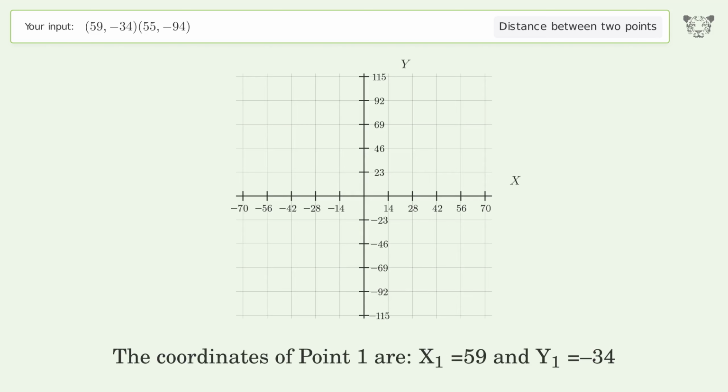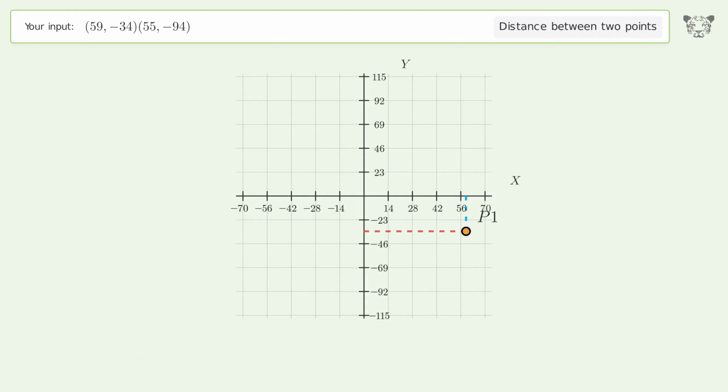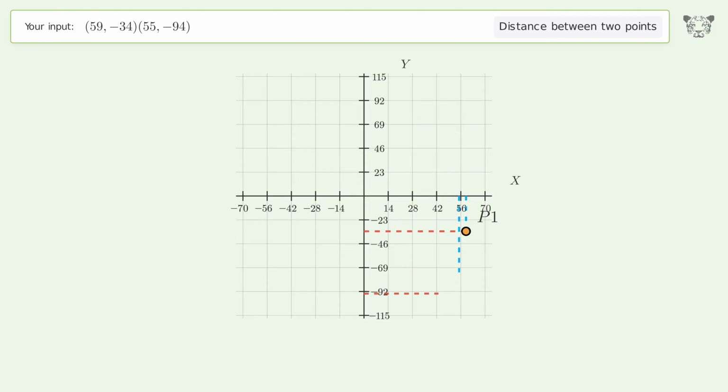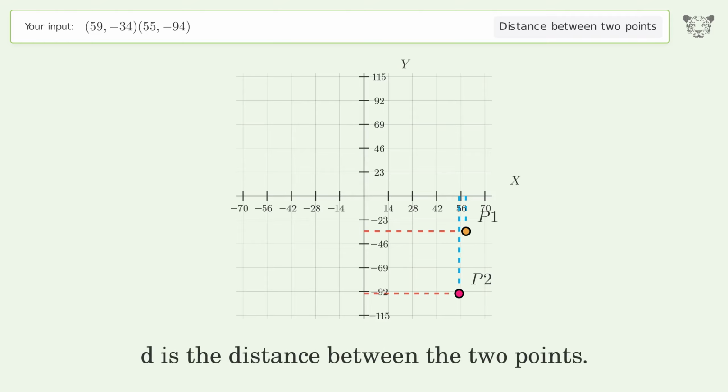The coordinates of point 1 are x1 equals 59 and y1 equals negative 34. The coordinates of point 2 are x2 equals 55 and y2 equals negative 94. D is the distance between the 2 points.